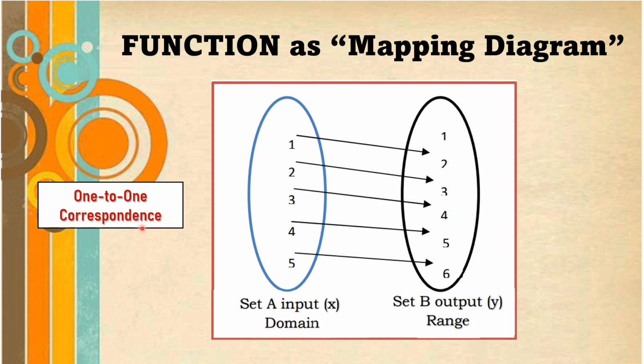For us to identify whether a mapping diagram is a function, the only thing we need to do is check if each element in the first set has only one arrow. 5 has only one arrow, 4 has only one, 3, 2, same with 1, to make it a function. So this is one-to-one correspondence.